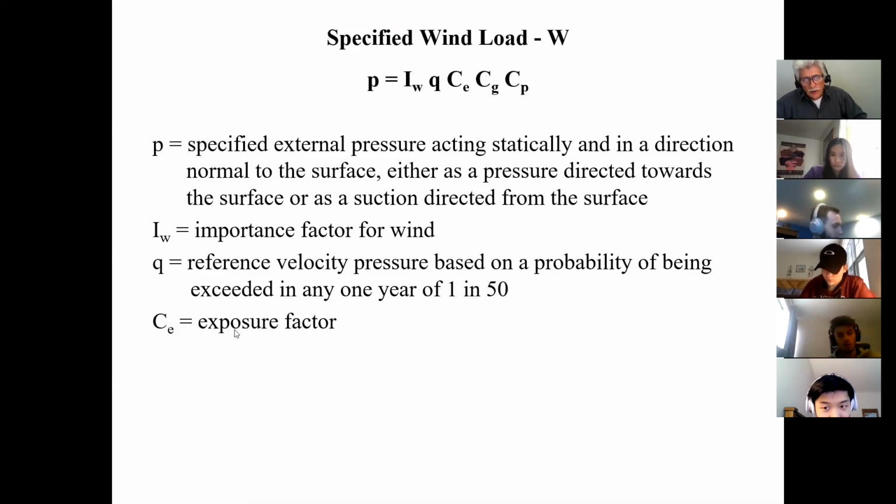And Ce is an exposure factor. In other words, if the building is right next to a lake, it's going to have one exposure. If it's way down in the woods, it's going to have another exposure. So there are different ways that the winds can affect the structure. So this is an exposure factor. Cg is a gust factor. Does everybody know what a gust is?